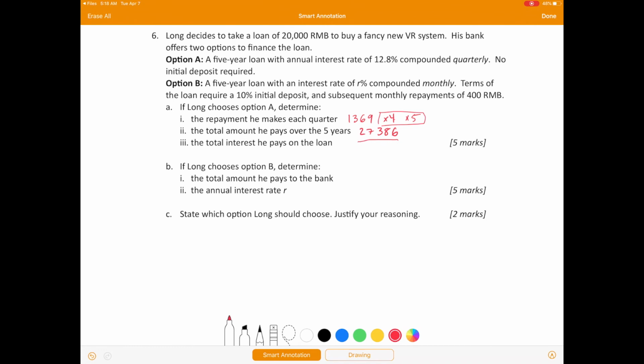All right, and then the last question, of course, is what is the total interest he pays on the loan? Well, the loan was 20,000.